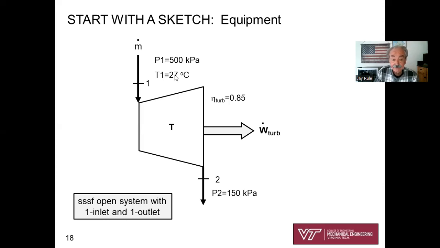I've labeled the inlet conditions. I've labeled the turbine efficiency. I'm showing output power, and I'm showing the output pressure. That's all we know. What do we want to find? We want to find W dot of the turbine, and we want to find T2 actual.